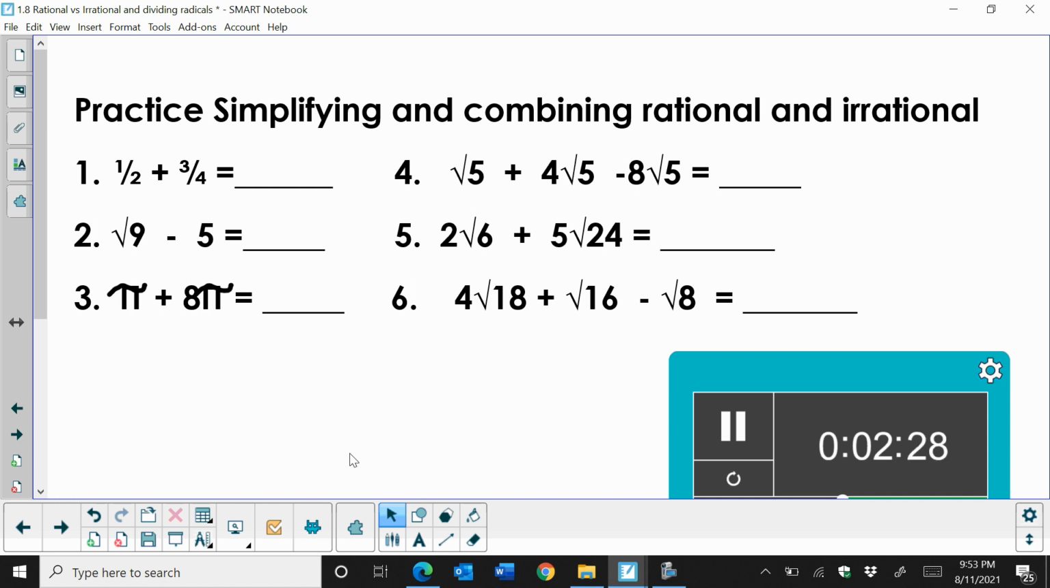Halfway, you have 2.5 minutes to finish up. If you're finished, you can help a neighbor.